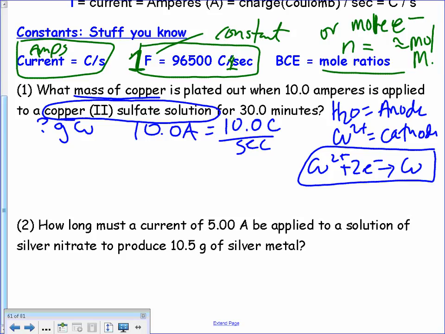All right, for 30 minutes. All right. I want you to think of this one. That's our question. This right here is a conversion factor. This is also a conversion factor. You can relate this. You can say 2 moles of electrons per 1 mole of copper plated out. Do you see that as a conversion factor now? So what is the starting point?